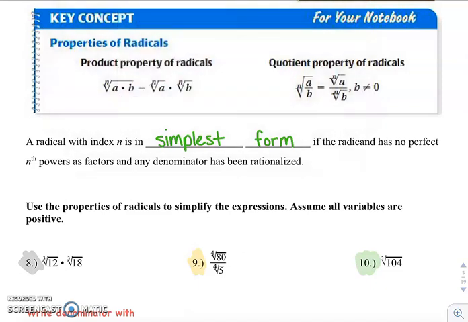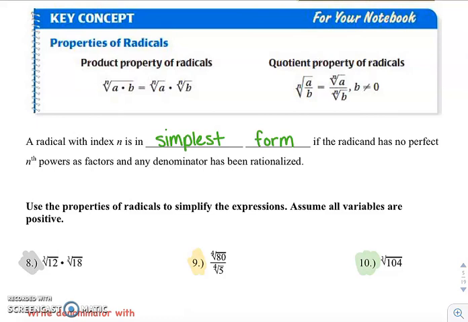We simplify radical expressions the same way we did in the quadratics unit. The only difference is that everything there always had a squared index. In this unit, we have other degrees. We might have a third root, a fifth root, or a sixth root. So that's what we're going to have to pay attention to.